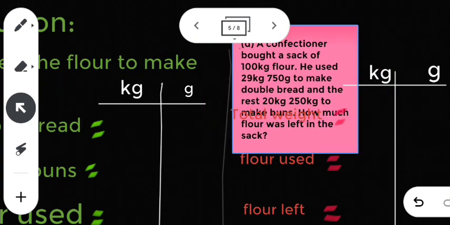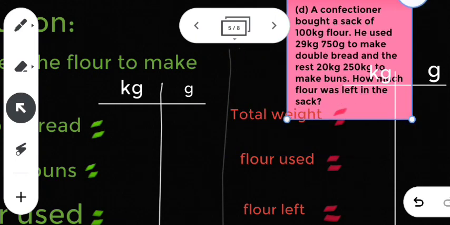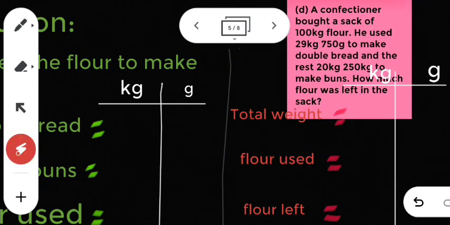Okay, next sum. It is a D1 I have given. Here a confectioner bought a sack of 100 kg of flour. He used 29 kg 750 gram to make double bread. Okay, you have eaten bread, I think. So double bread he made using 29 kg 750 gram flour.